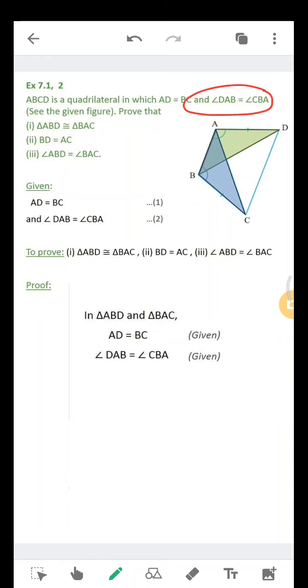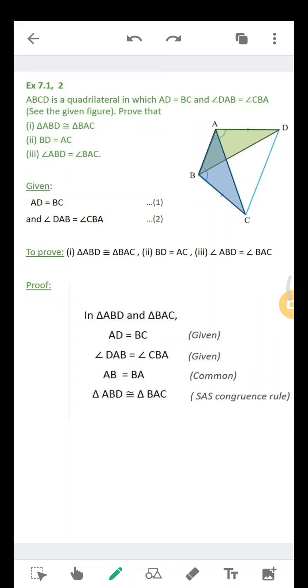So what's given we can use, and we can use the other parts also, like I'm using the third part, that is the common part. So AB is equal to AB, I'm using that as the third part which is common. So two sides and the included angle of one triangle are equal to two sides and the included angle of another triangle. So they are congruent by the SAS congruency rule. So I can say ABD is congruent to BAC. The first part is proved.